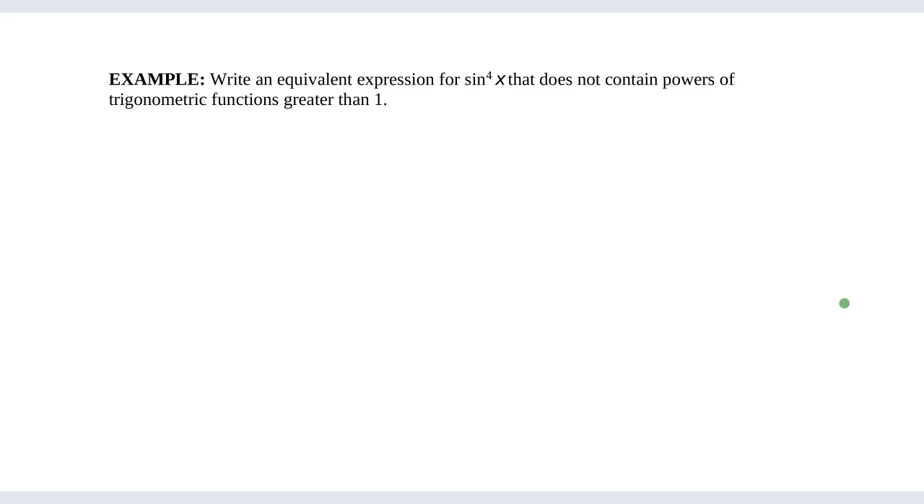Okay, let me just rewrite that. That sine to the fourth of x should be written where the exponent should not be greater than 1. So what I'm going to do is first factor this expression. I'm going to make it as sine squared x times sine squared x. Let me use parentheses. All right, I factor this.